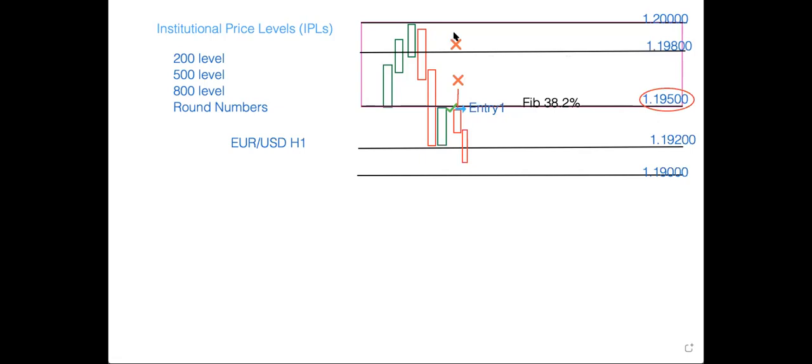Our initial risk was this much, and after the trade moved to the downside and we are in profit, our second risk is this much. Okay, so basically we are reducing the risk from this high to this much.